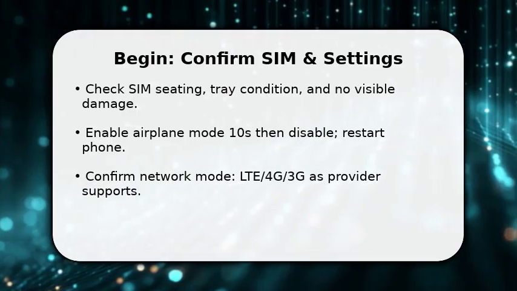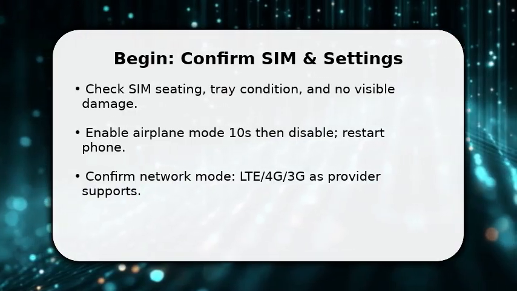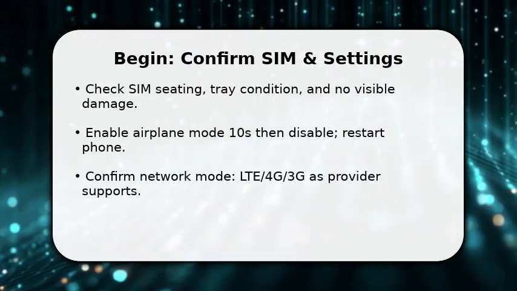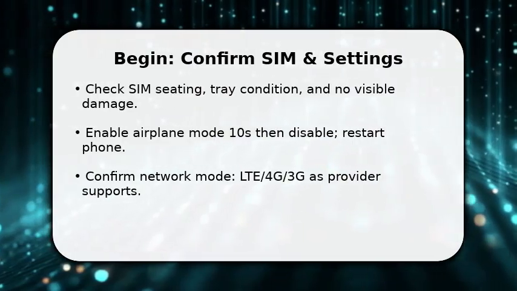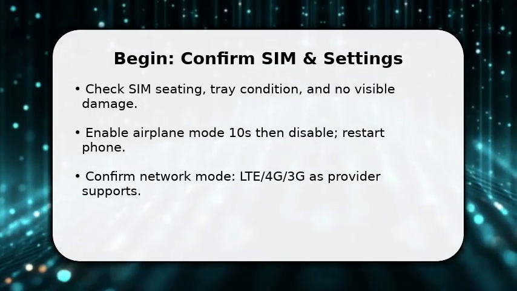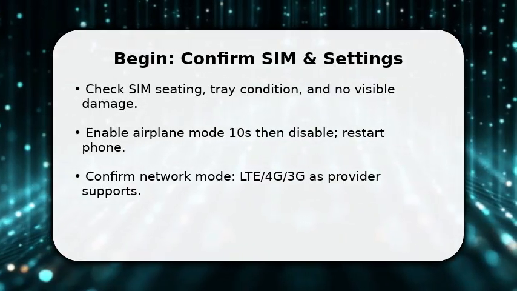Make sure your preferred network mode matches the carrier, LTE or 3G. If available, test the SIM in a second phone to isolate device versus SIM issues. This quickly tells you whether to proceed to deeper settings or contact the carrier.